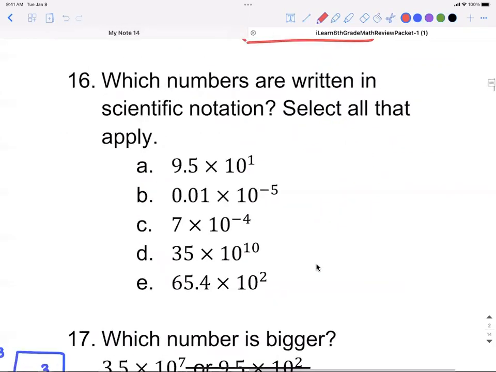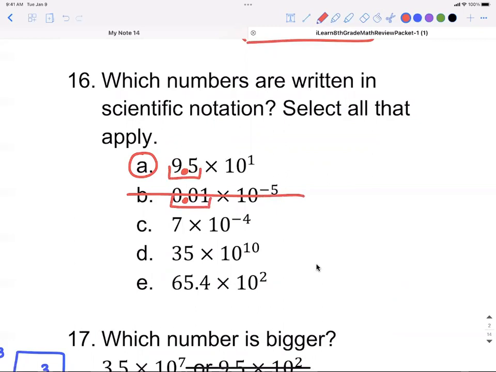All right, which numbers are written in scientific notation? So really we want to look at our bases here and make sure our bases are good bases. So for A, our base is 9.5. That decimal point is in the right spot. So yes, this one is proper scientific notation. 0.01, well, that's way less than 1, right? So that base is not a good base. So I'm going to strike through that one. That is not a good scientific notation.